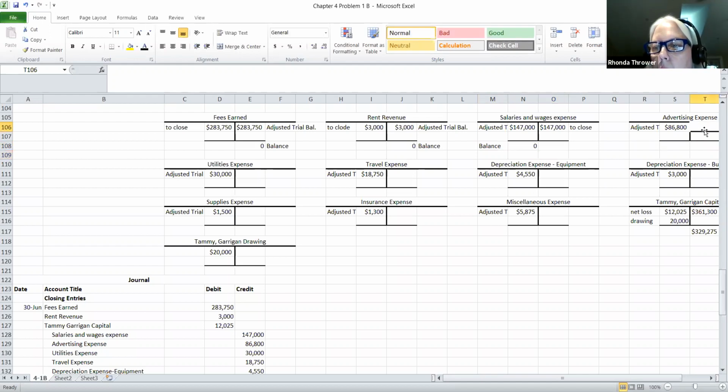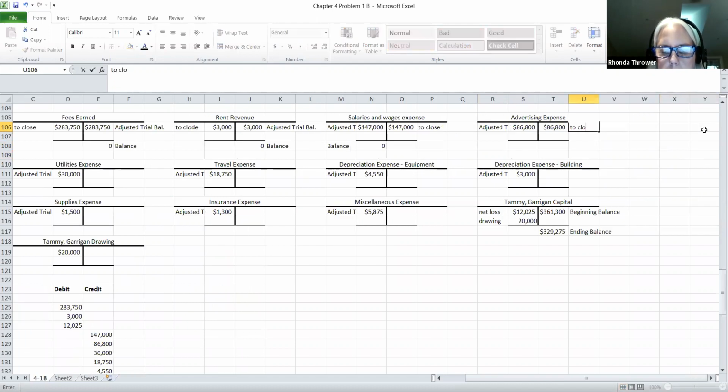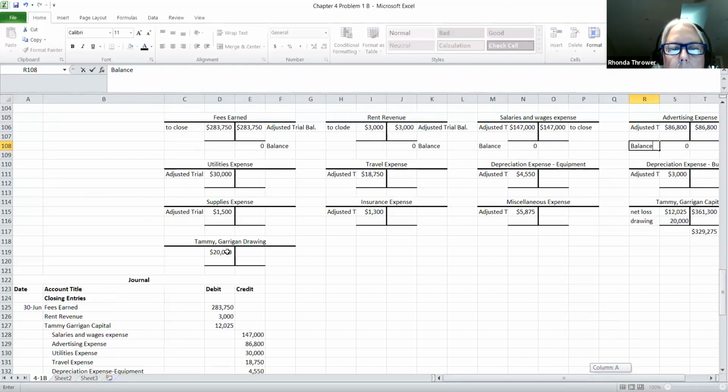My advertising expense, to close it, I would credit it for $86,800. And this is to close it. And once I've closed it, my remaining balance is 0. And this is going to get kind of repetitive, class, because you close out all your expenses in the same way. And because we had so many expenses, it just takes a while to do that. So just bear with me.